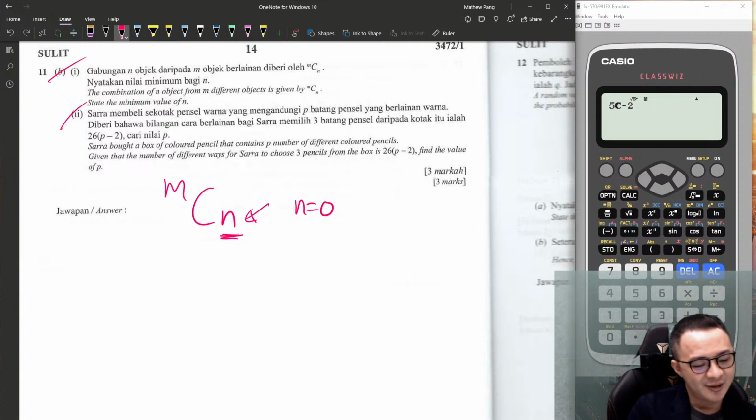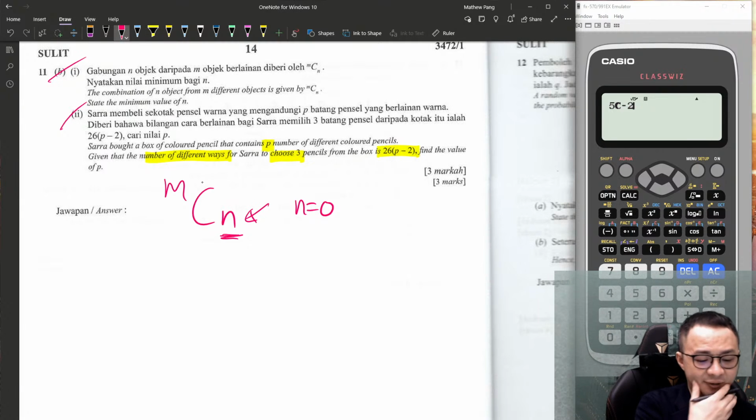So right now, Sarah bought a box of color pencils containing P number of different color pencils. So we have a P value here. Given that the number of different ways for Sarah to choose 3 from P options is 26 and P minus 2. Find the value of P.